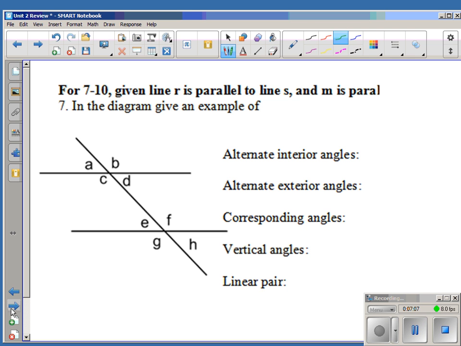All right, let's finish up these. This one should be in your notes already. So alternate interior angles, I'm just going to give you one example of each, would be D and E. There are other ones. You can look at the key for other ones. Alternate exterior would be something like A and H or B and G. They're outside the parallel lines.